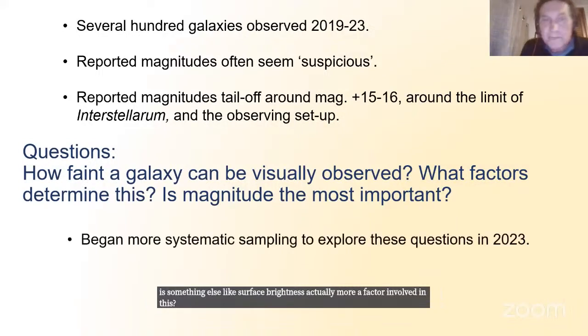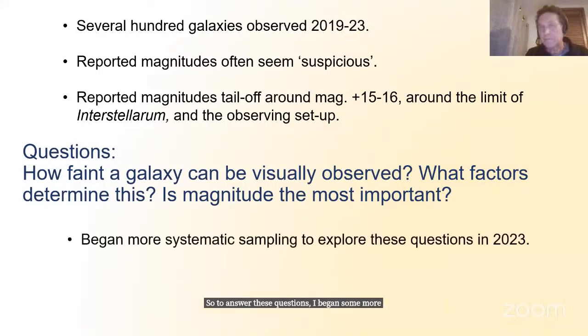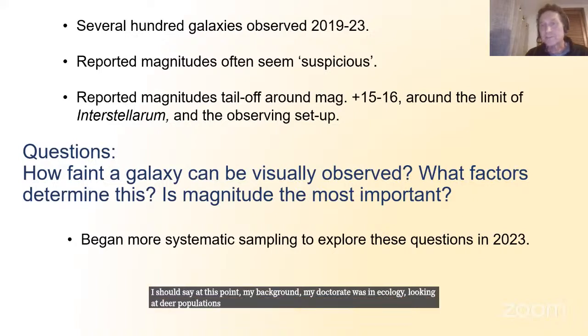To answer these questions, I began some more systematic sampling just over a year ago. It's not a great time base, but it lets me look into this in more detail. I should say at this point, my doctorate was in ecology, looking at deer populations throughout Scotland and relating that to a whole host of environmental variables. That involved a big data crunching exercise using multivariate statistics, so I tend to think through big data sets and how you might analyze them to look for patterns.